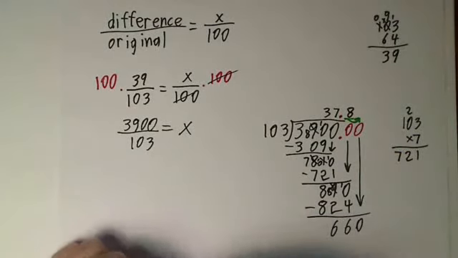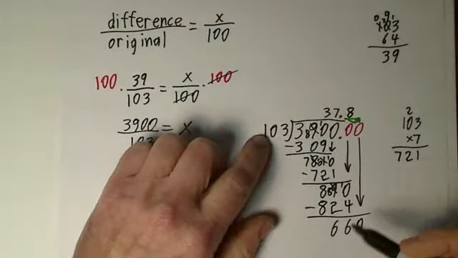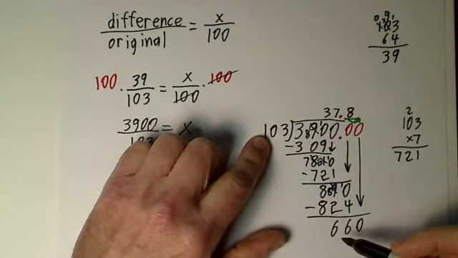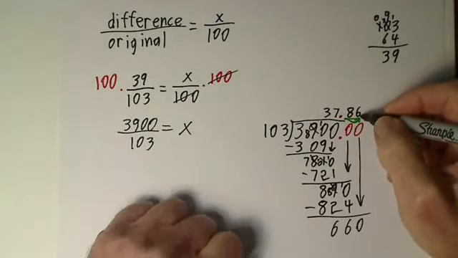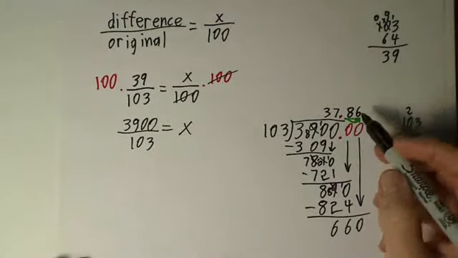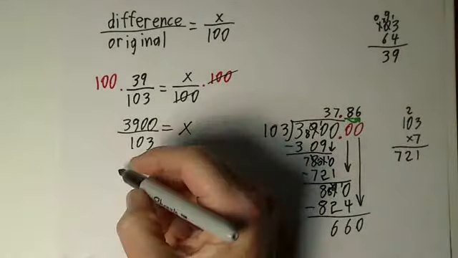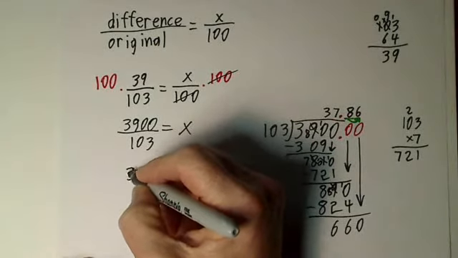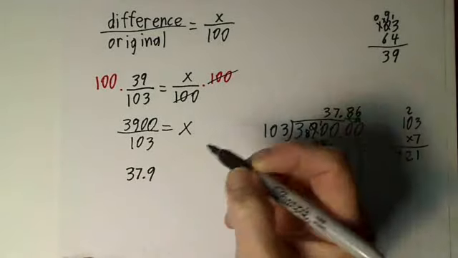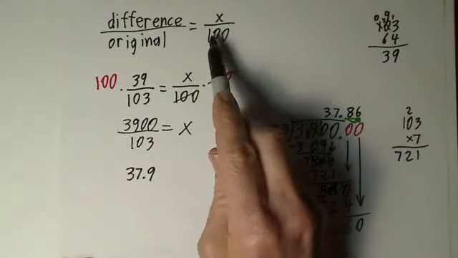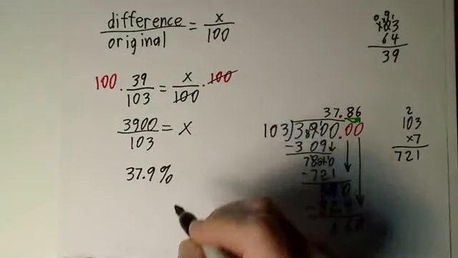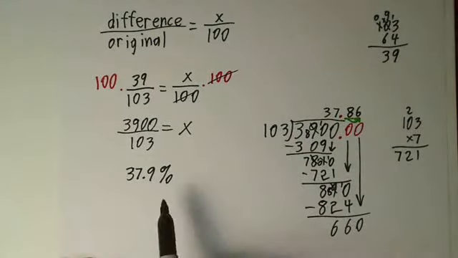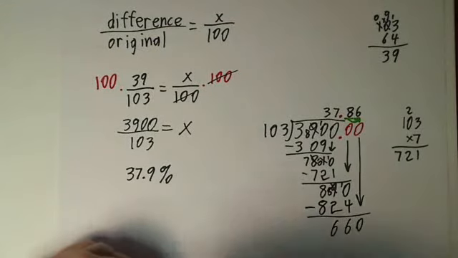So let's just see. 103 goes into 660. Obviously it's going to go in 6 times. That would be 618. But all I need to know is that this is 5 or greater, and that means I'm going to round up. So we have 37.9. And this is already taken care of where the decimal is supposed to go. You just have to remember to put in your percent sign. So it was a 37.9% decrease.